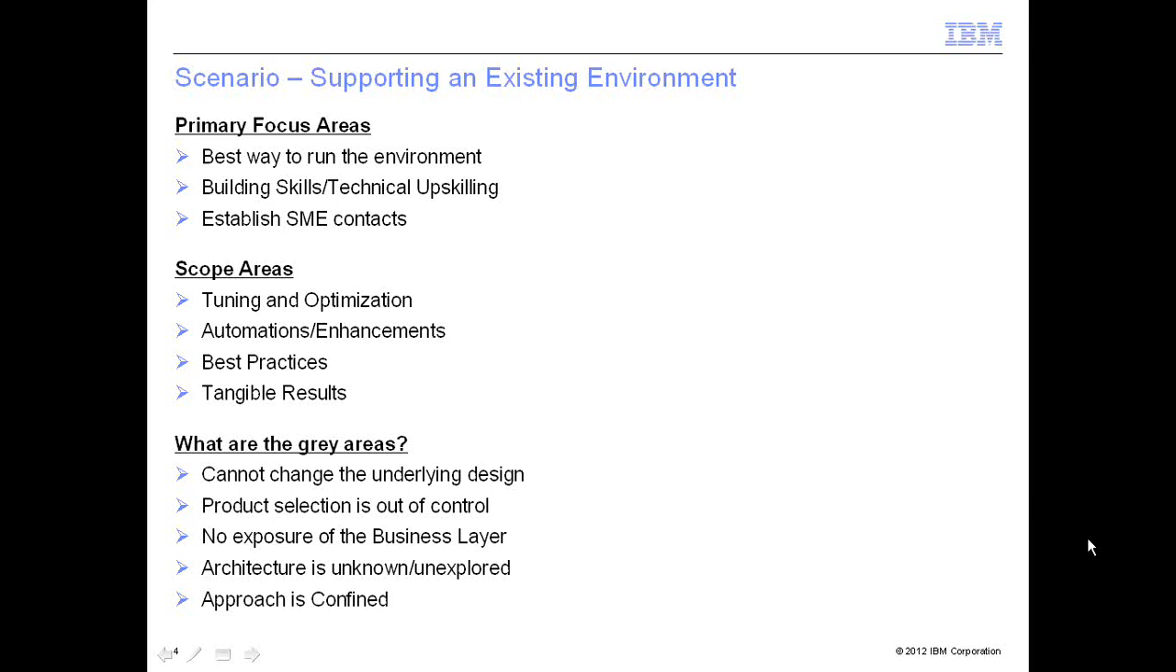So in this case, say if I'm a DBA of a particular database, I might know the host name, I may know the port number, I may have details about the user IDs and things like that, but I may or may not know what all other interfaces my database is talking to. So the architecture here is somewhere unknown and unexplored. So what we have observed is the approach is slightly more confined in this case.